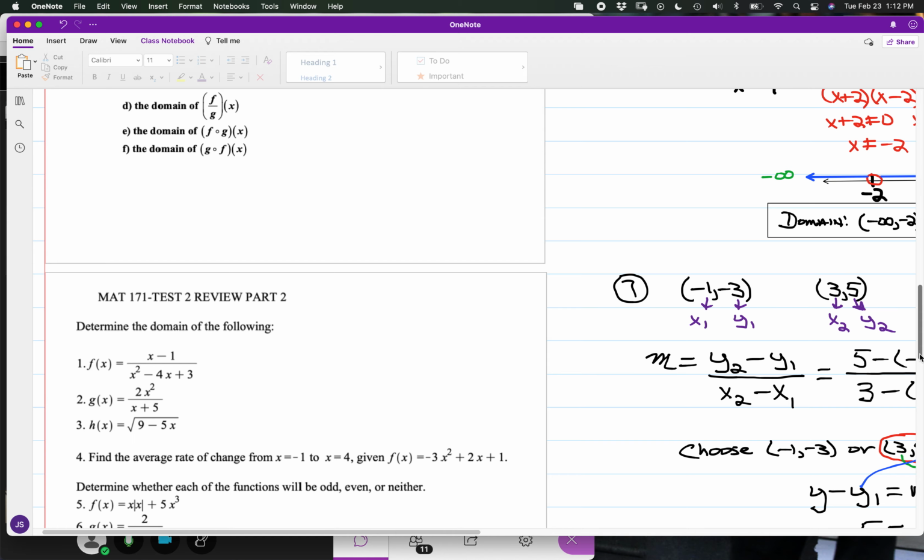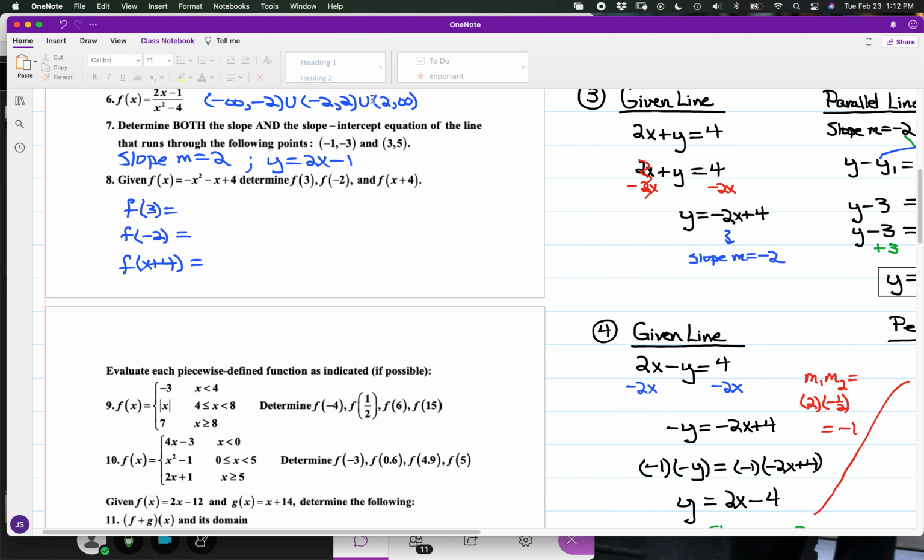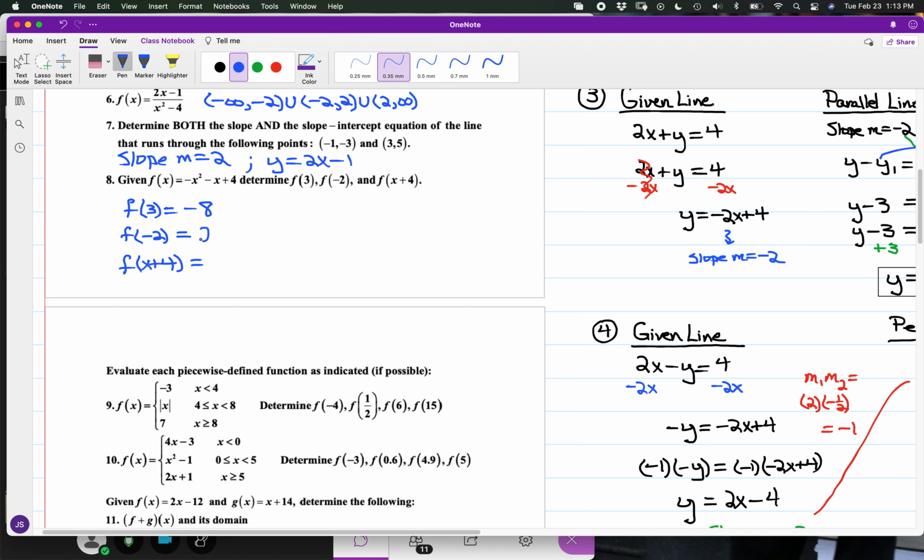All right, and so again, for f of 3, this was -8, and for f of -2, f of -2 is equal to 2. And for f of x plus 4, that output was -x squared minus 9x minus 16.